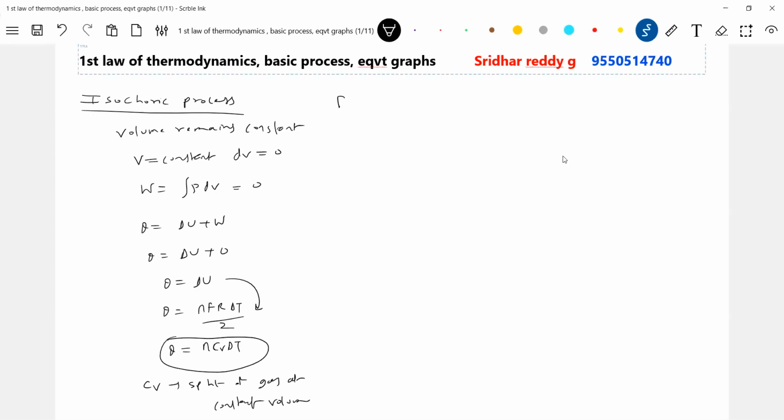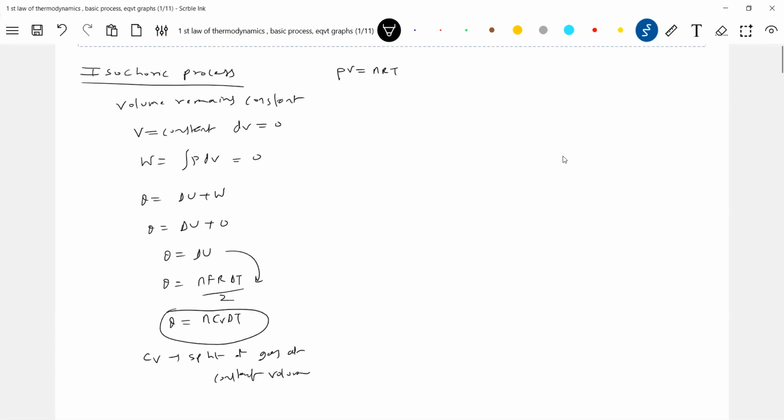Okay, let's come to the PV graph. We know PV equals nRT. Volume is constant, so P1V equals nRT1, P2V equals nRT2, and P1 by P2 equals T1 by T2. So it's a process where the volume is constant, and the pressure and temperature will be varying.